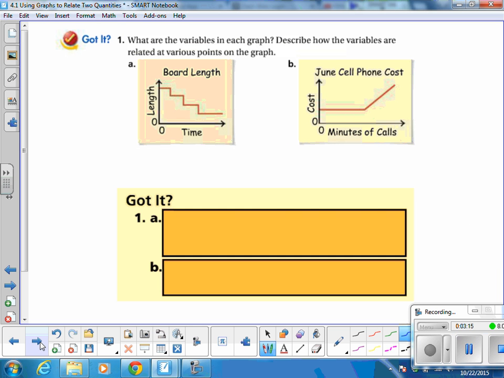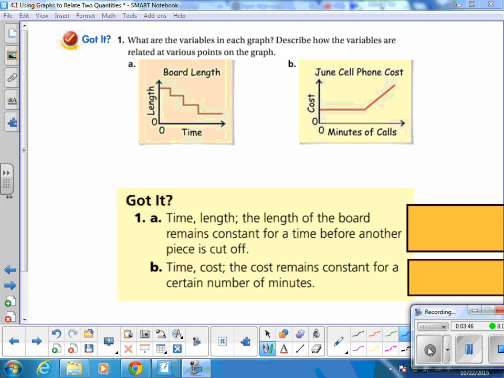Your turn to try it. What are the variables in each of these graphs? Describe how the variables are related at the various points on the graph. For instance, I want to know what's happening here when it's plateauing, and then what's happening here. The same here, what's causing this, what's causing this, and maybe why this one's longer. Consider why these are changing, why is it consistent or is it changing? So press pause and let me know what you came up with.